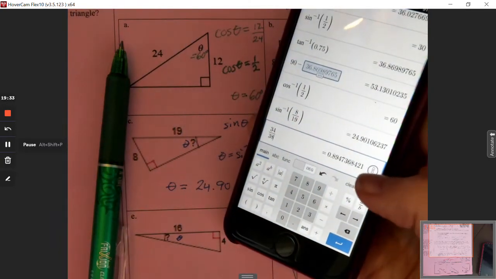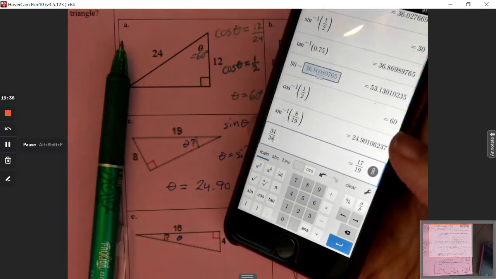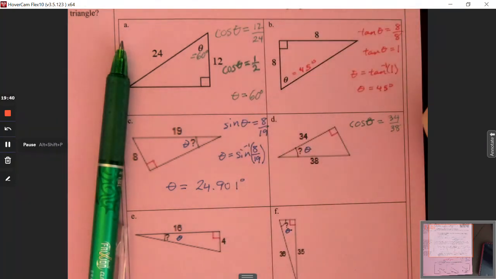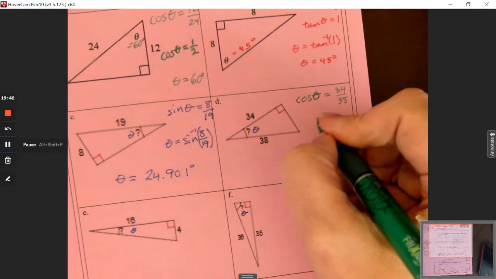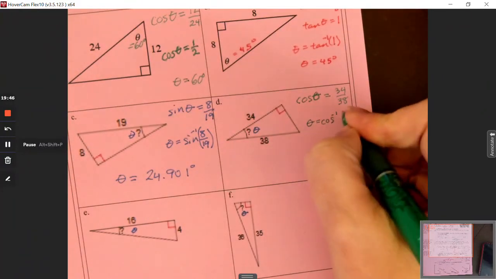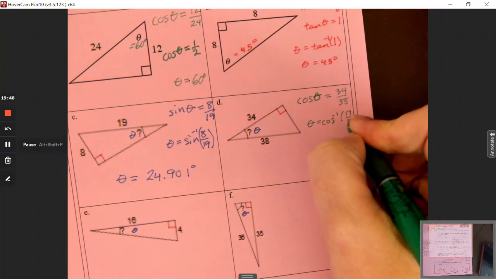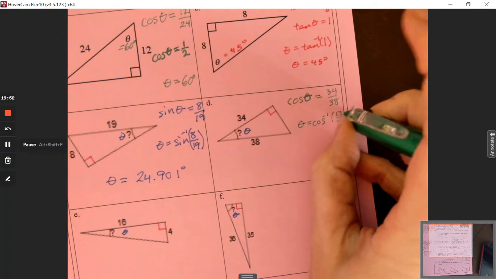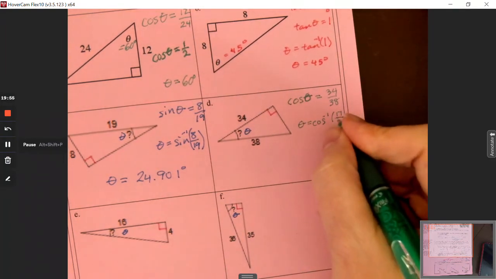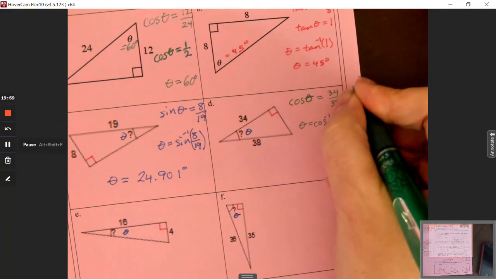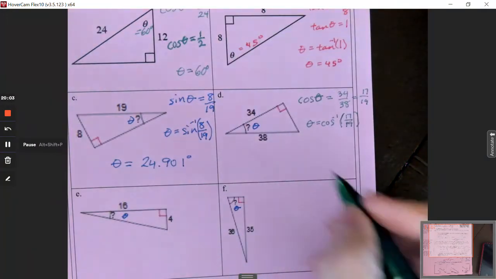Okay. And so theta equals, so I'm going to take the function cosine inverse of the answer I just had. And I get 26.525. Okay.